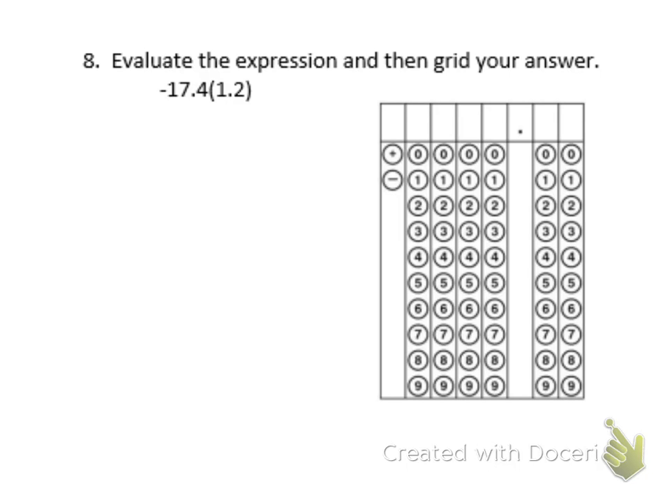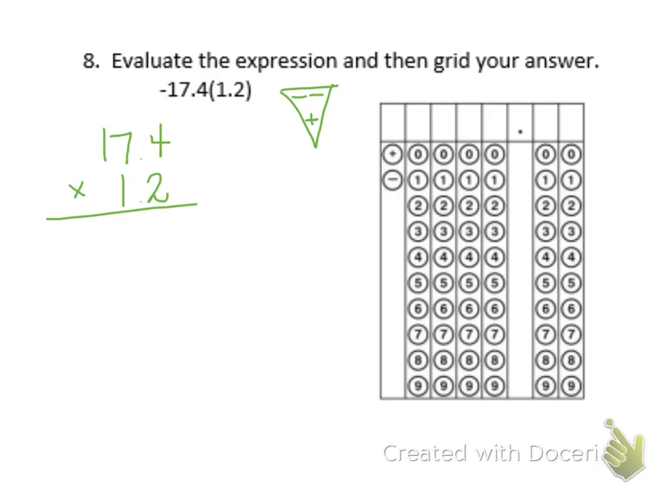Alright, number 8, evaluate the expression and then grid your answer. So here we're multiplying decimals. So first I'm just going to write this out like a normal multiplication problem. Now I notice I have a negative. I'm not going to worry about that negative. I'm going to use Angry Pizza Man at the very end to help me with my answer. So I'm just going to say 17 and 4/10 times 1 and 2/10.